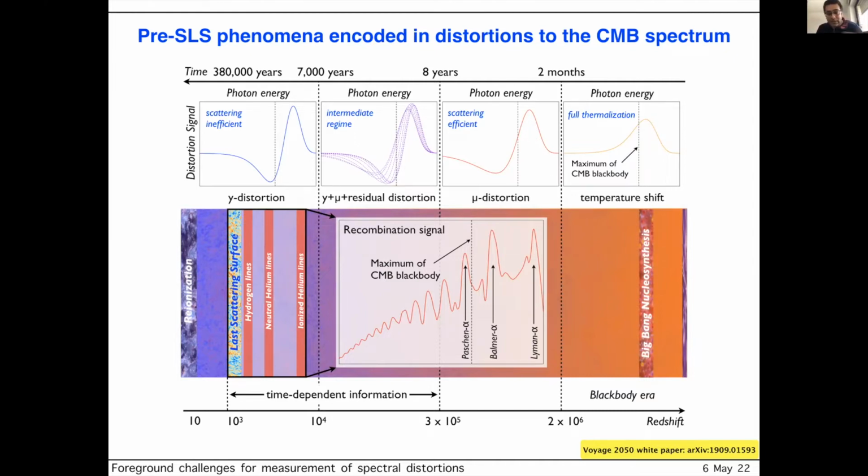And of course there are the recombination lines, which are the familiar hydrogen transition lines, which happen in the early universe when the hydrogen and helium atoms are recombining, and these also leave a very characteristic spectral signature, again encoded in the CMB spectrum. So the bottom line is that strictly speaking, the CMB is not a true black body. There are these deviations from it, and we can measure these deviations and learn a lot about the early universe.